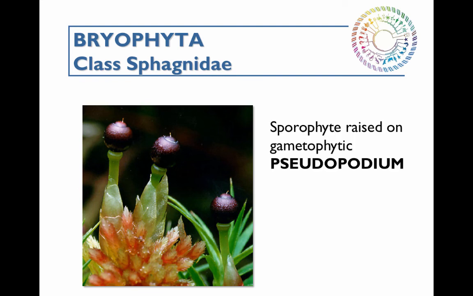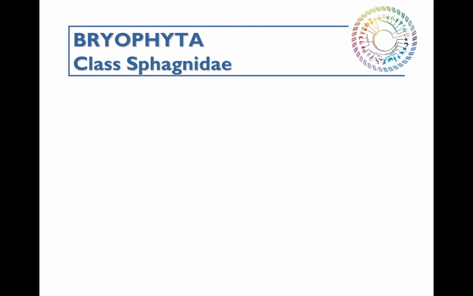The term given to that structure is a pseudopodium, which literally translates as false foot. It's a way of raising up the sporophyte so that when the spores are released from the sporangium, they're held up high and can disperse more easily. And since I spoke about the spore dispersal mechanism in the Bryidae, let me do the equivalent for the Sphagnidae.